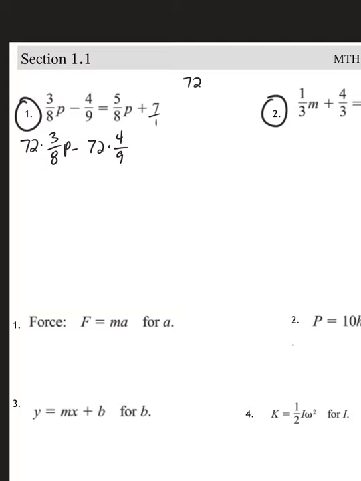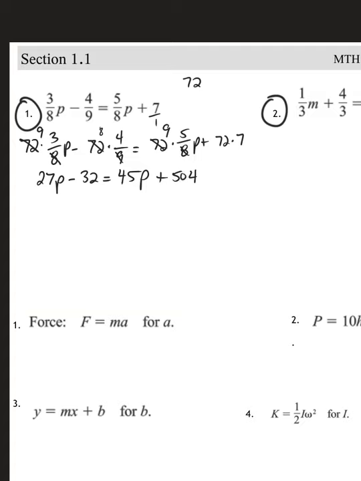I want to write everything out neatly because this is one of those times where it does not pay to have messy handwriting. I'm going to cross cancel, again, cross cancel for the third time. This would give me 27p minus 32 equals 45p plus 504.